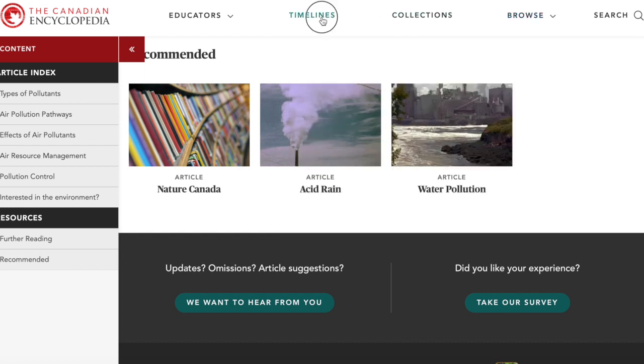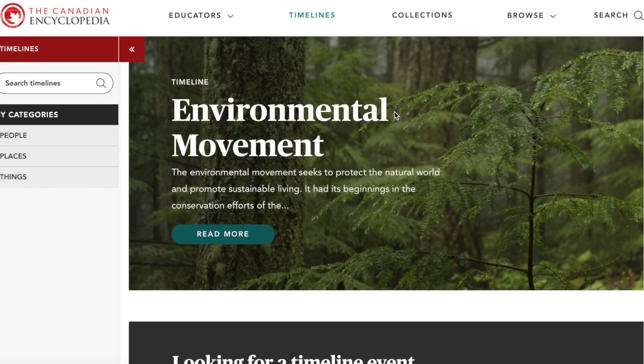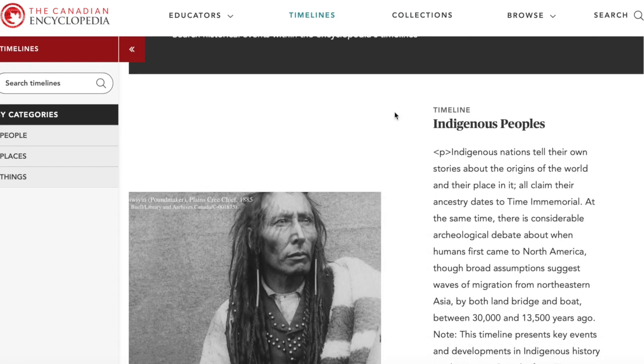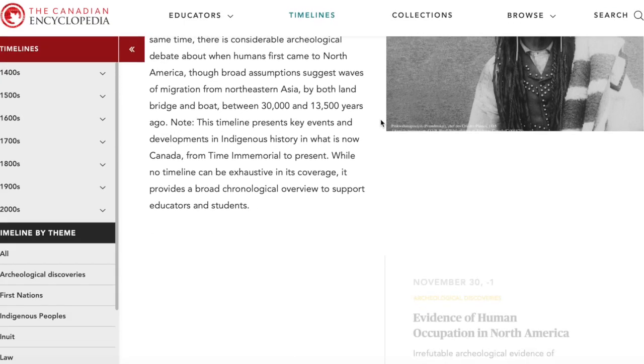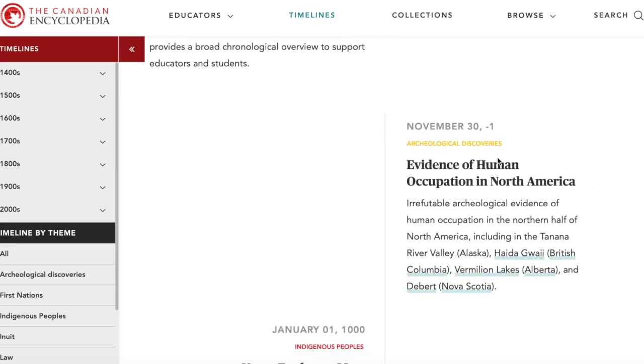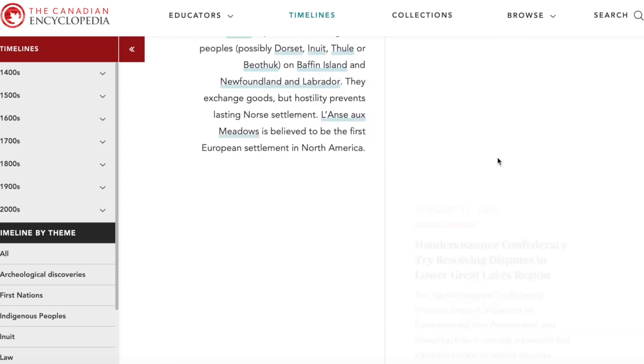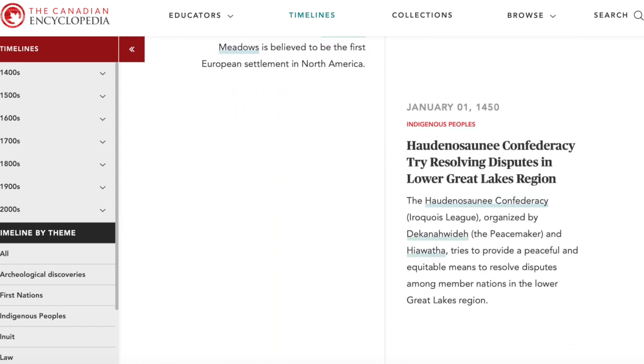And then there's a timeline feature where it takes major events and maps it out in a timeline format. So for example, if I was studying Indigenous peoples, I can look at this timeline and this talks about Indigenous peoples in relation to Canadian history. So that is a brief introduction to the Canadian Encyclopedia.